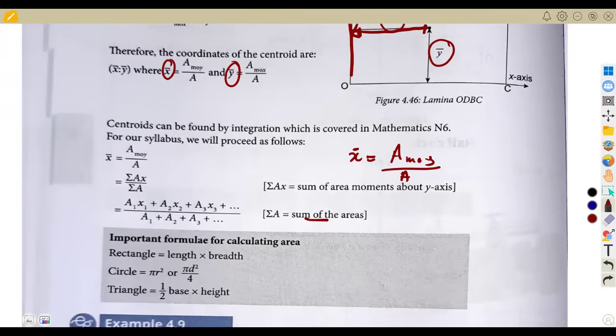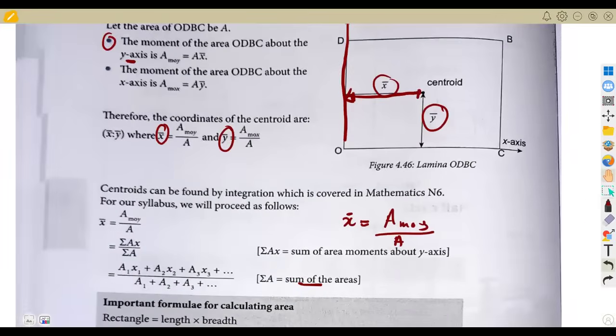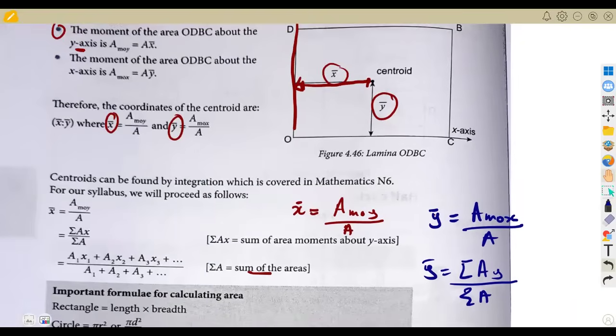But with this method, you need to have the area for each section and also the center, which is the centroid of x. If it is for y, the y value is going to be the area moment about x over the total area. So the area moment about x is simply the sum of the areas times their y values, over the sum of the areas. So what am I trying to say here? Remember you're talking about this y value, the center.